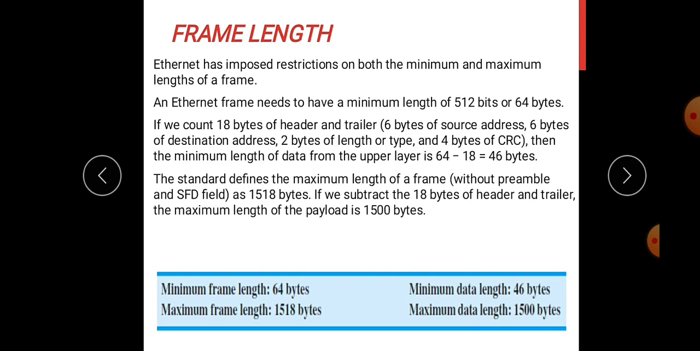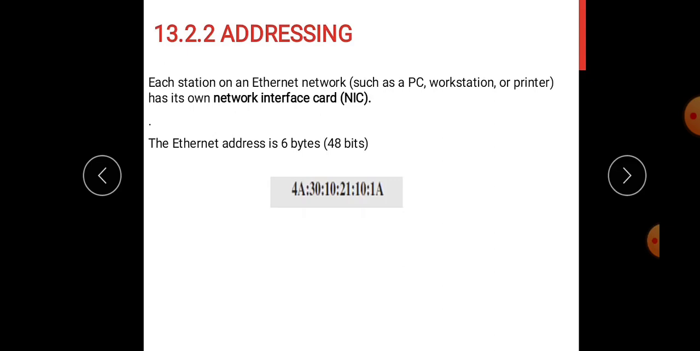Similarly, the maximum length of the frame is given as 1518 bytes. So if we subtract the 18 bytes of header and trailer, the maximum length of the payload becomes 1500. If the data is more than 1500 bytes, then it will be fragmented.